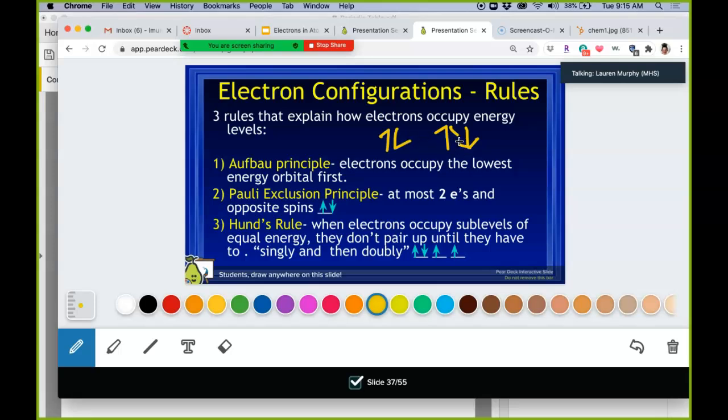It doesn't matter. It's not a big deal. These mean the same thing. Again, they're spinning in opposite directions. Otherwise, they would repel each other and fly off the atom. So that's this principle right here. Now, this is the harder one.